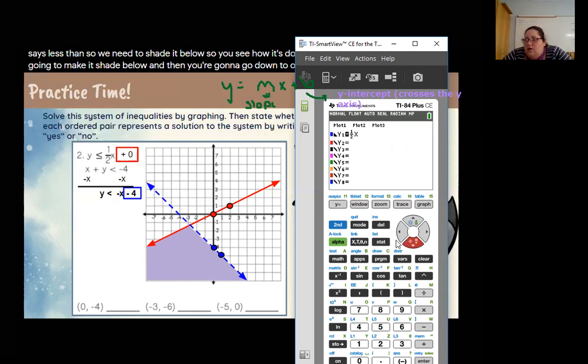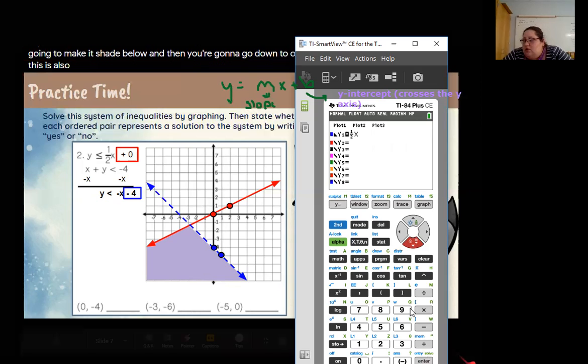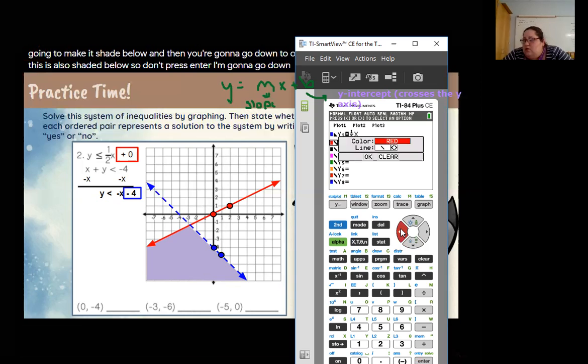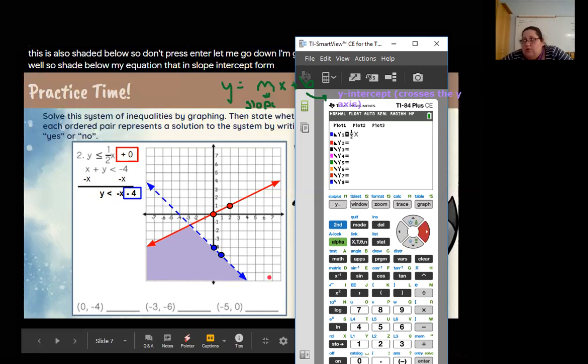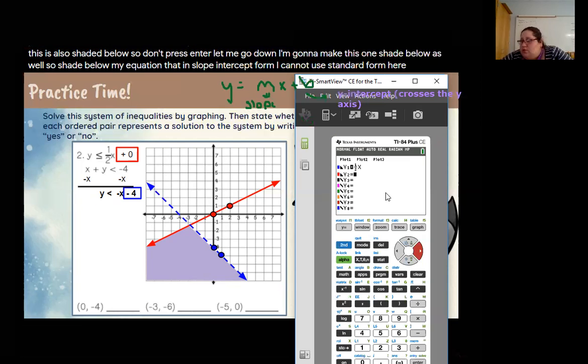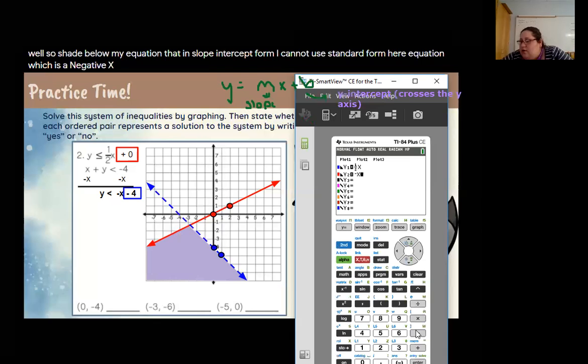Now on here, once I solve, this is also shaded below. So I'm going to press enter, go down, and make this one shade below as well. Now I'm going to type in my equation that's in slope-intercept form. I cannot use standard form here. So I'm going to type in my equation, which is negative x minus 4. I'm going to hit graph.